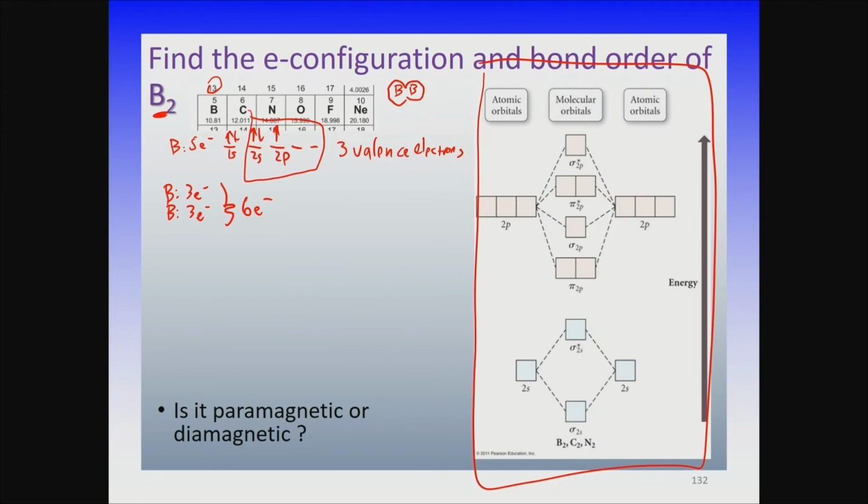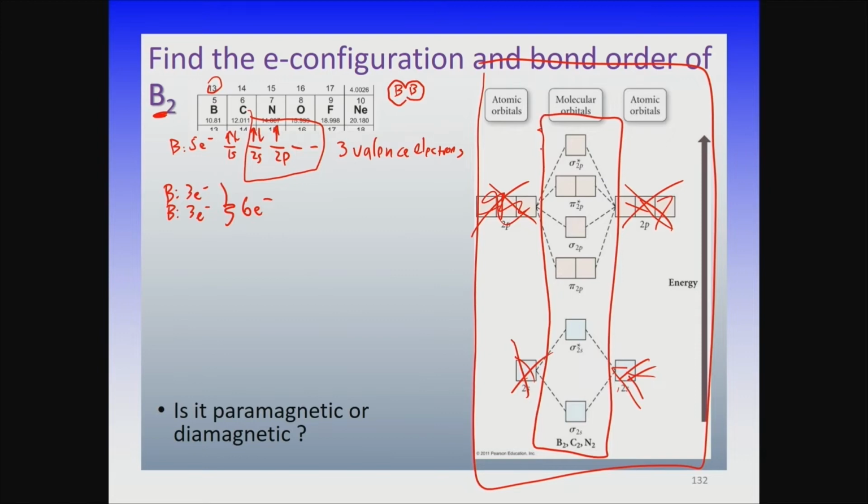At this point, we can just forget these spaces for atomic orbitals. Those spaces were just used to tell us how the molecular orbitals were formed, so we don't really have to worry about the slots or the spaces for the atomic orbitals. What we do have to worry about are the slots or the spaces for the molecular orbitals. Again, we have 6 valence electrons in B2.